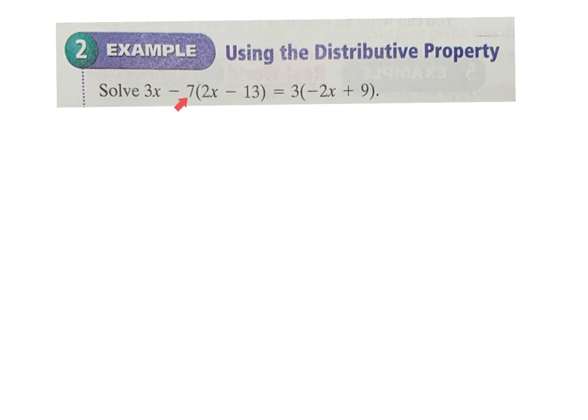The other thing I want to point out is this is a negative 7 you are distributing. The reason it's a negative 7 is because subtraction is adding the opposite. So I am not distributing a 7 here. I am distributing a negative 7. This affects the inside of this parentheses when I distribute. So you must distribute the whole thing that's on the outside.